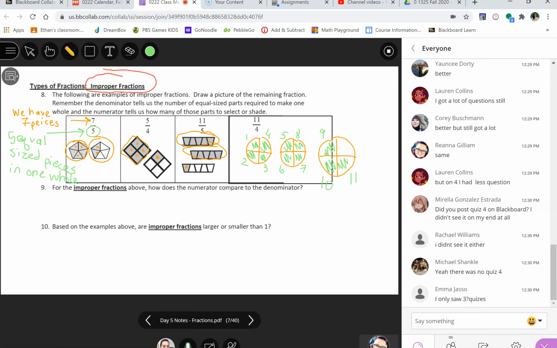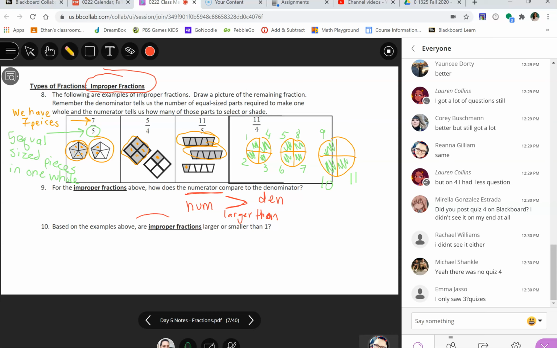Okay, but back to fractions. If they're asking you for an improper fraction, the numerator, the number on top, needs to be larger than the denominator, the number on bottom. So make sure if they're asking you for an improper fraction that when you type it out, the number on top is bigger than the number on bottom. And I'm going to show you how to type fractions in my math lab in just a little bit.